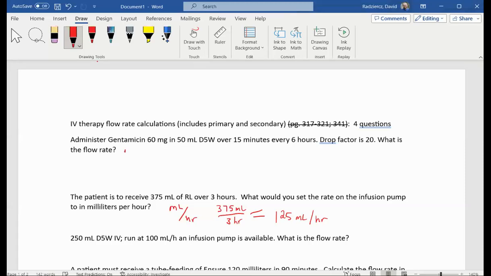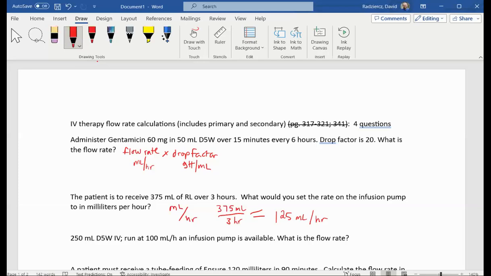You need to know the flow rate. And remember, flow rate is the milliliters per hour. Now, sometimes your flow rate will be given to you in milliliters per minute, and we'll talk about that in just a minute. So you need the flow rate. You also need something called the drop factor. Drop factor is going to be drops per milliliter.